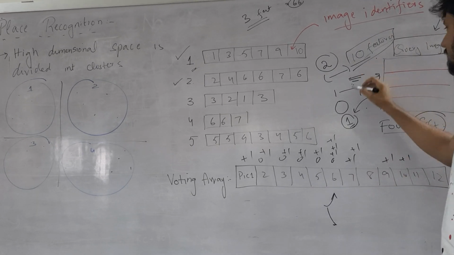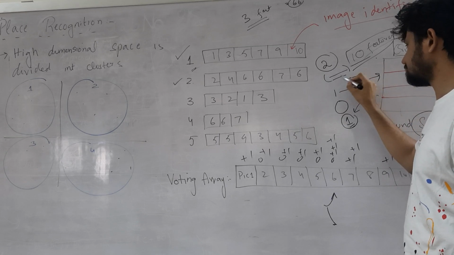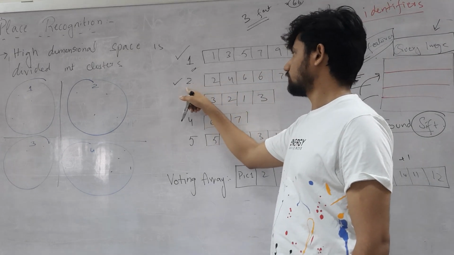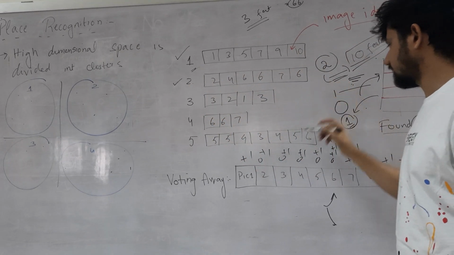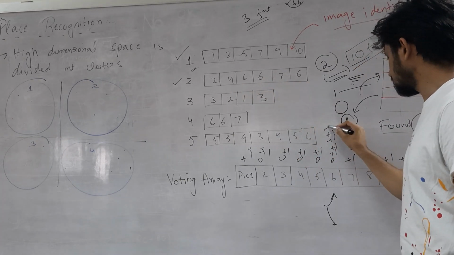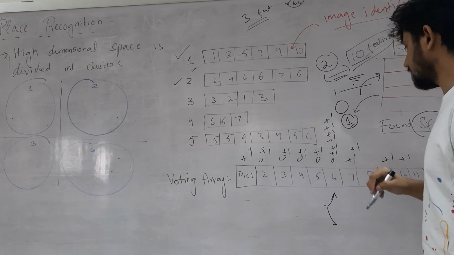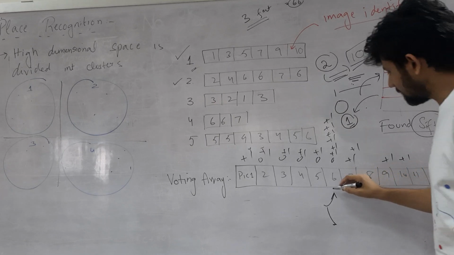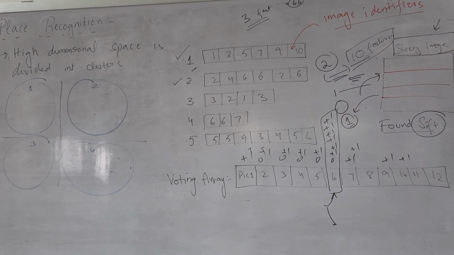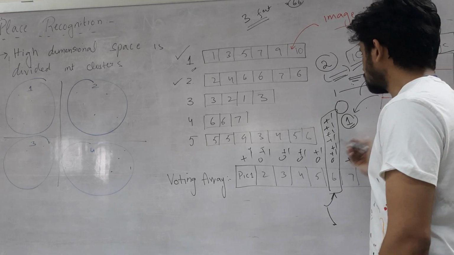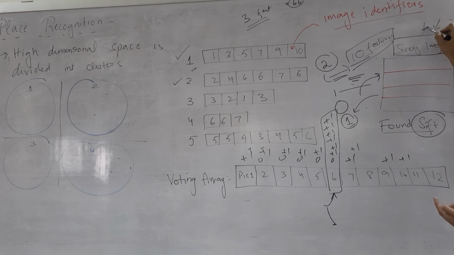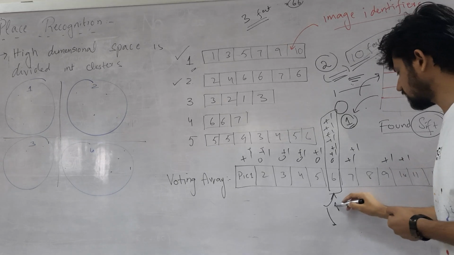Similarly, you found 3 features that correspond to cluster number 2. So you will do this 3 times, plus 1 plus 1, and 6 was repeating 3 times, so you will increase it 3 times. So you are seeing image number 6 is getting more votes. That is how you retrieve your image. That is how you find that your query image is most similar with image number 6 of your dataset.